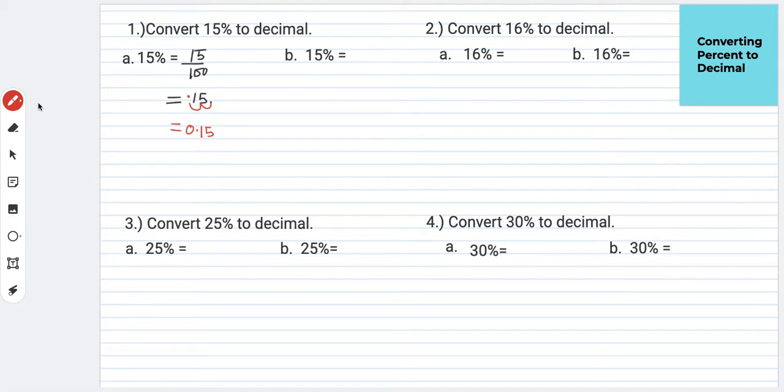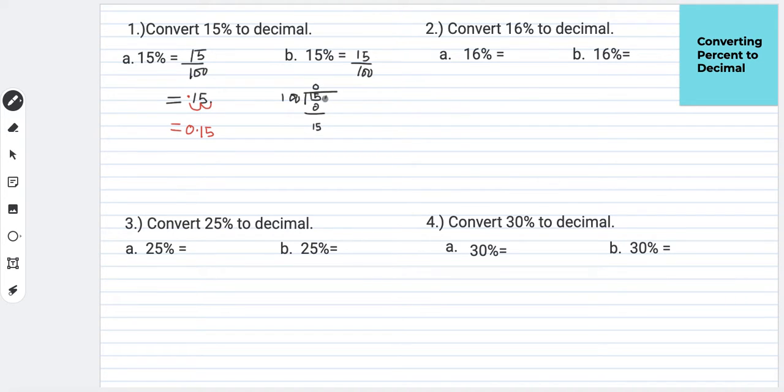Next, we have another strategy, that is 15 divided by 100. We are going to use the long method of division. 15 divided by 100 cannot be, so we have to multiply 0 times 100 is 0 and bring down 15.